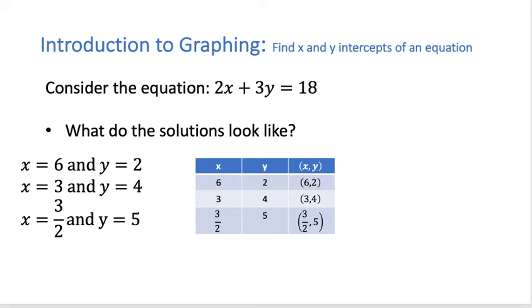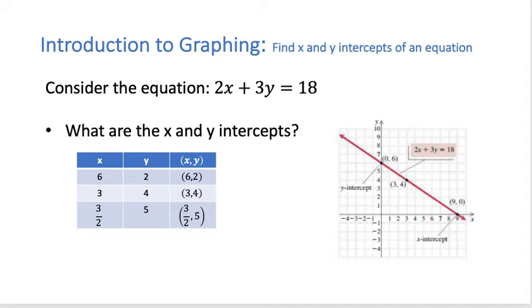Now, what does this look like when we graph it? And then when we graph it, what are the x and the y intercepts? Well, the graph of the solutions looks like this. It's a linear equation. Every single point that this line goes through is a solution to this equation. The solution 3, 4 is shown here. When x is 6 and y is 2, that's this point. You can see that's on the line. When x is 3/2, which is 1.5, and y is 5, you can see that solution as well.